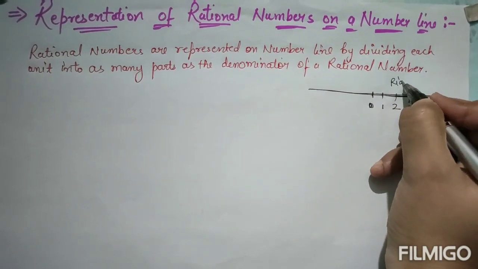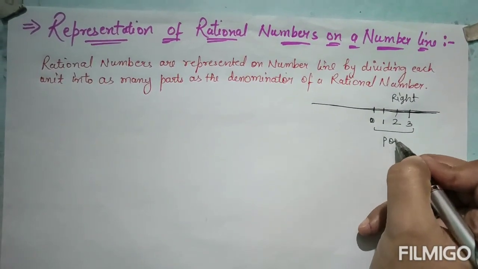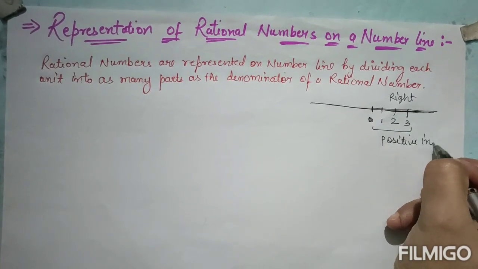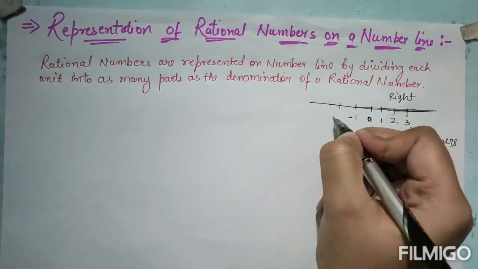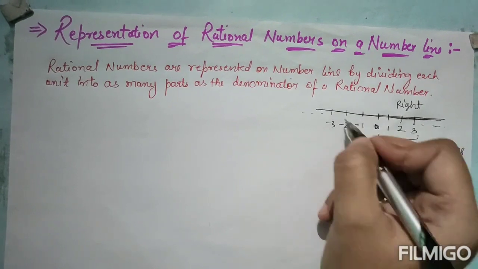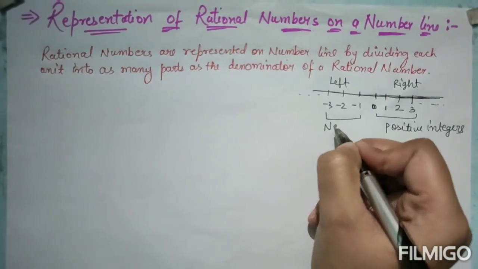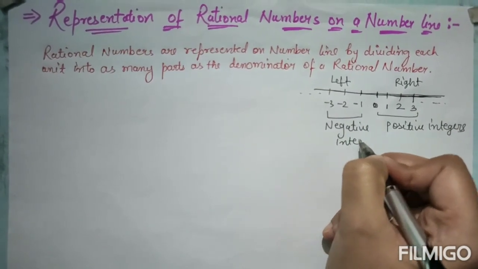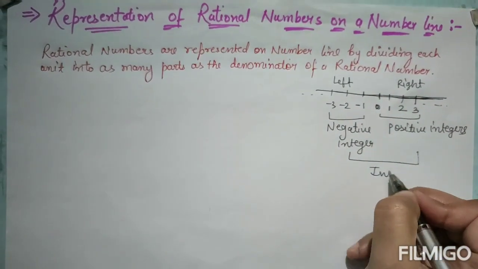Always on the right side, there are positive numbers. Also we say positive integers. And on the left side, there are always negative numbers. It goes on. Okay, these are the negative numbers, negative integers. This whole constitutes the integers.